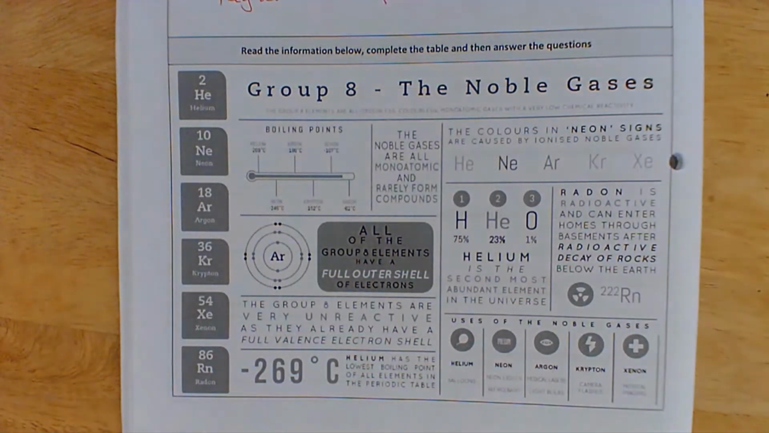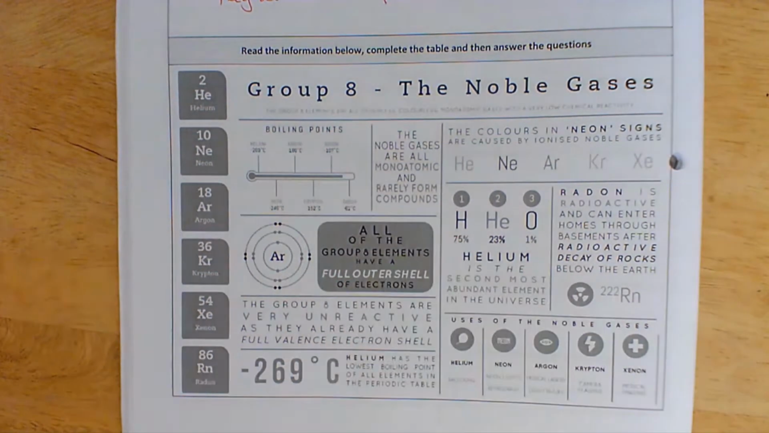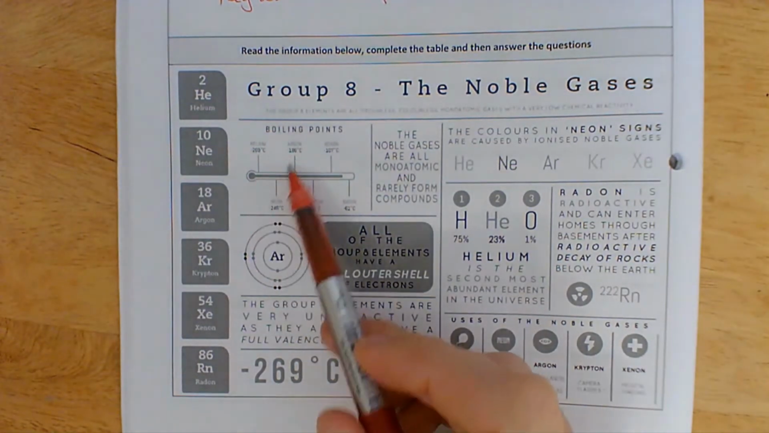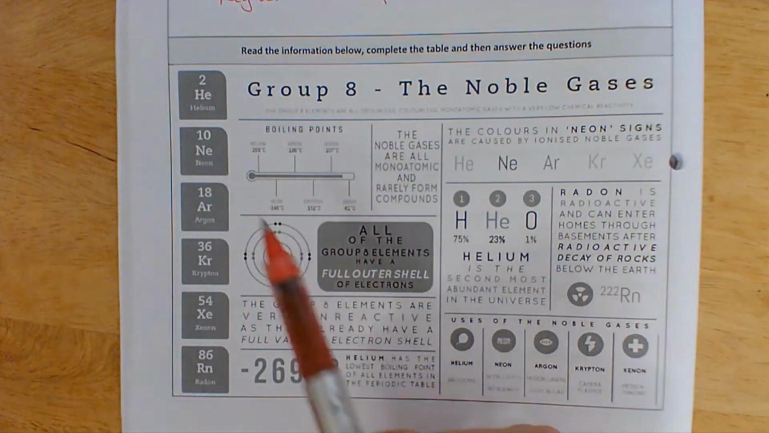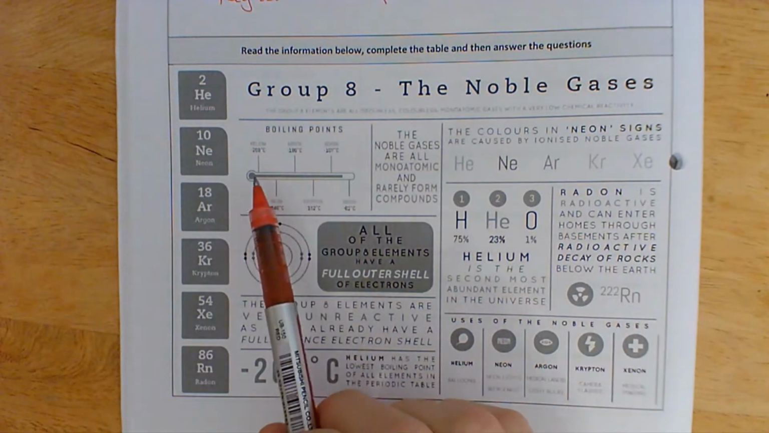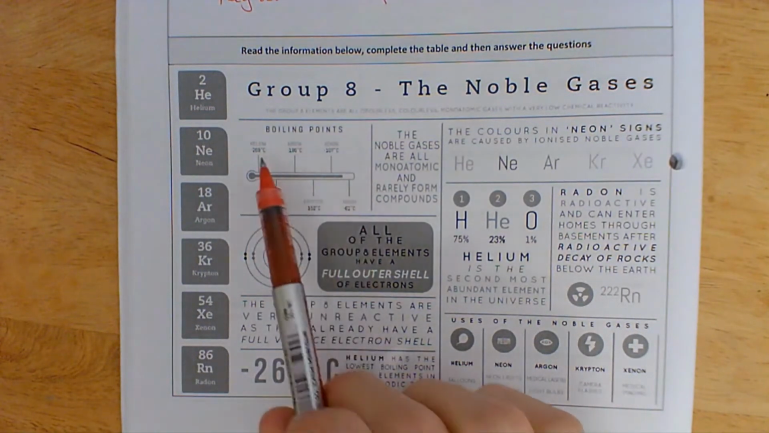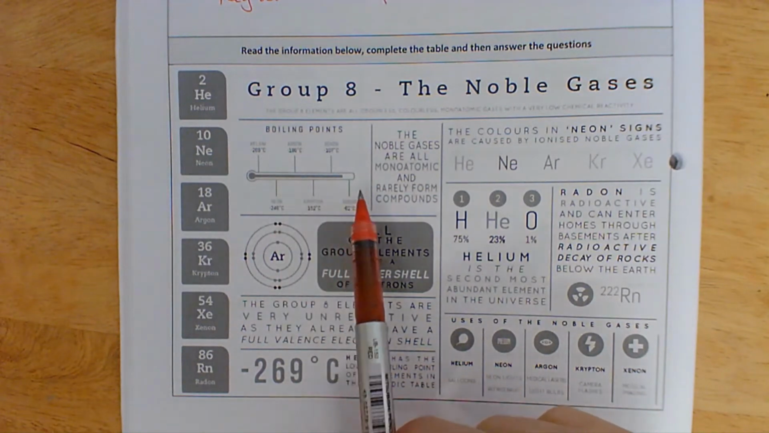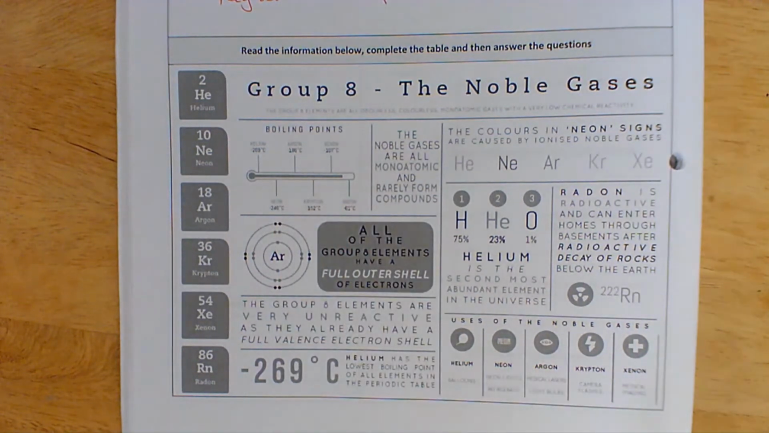So here we have a summary of information about the noble gases, and again notice how they called it here group 8. So sometimes it's referred to as group 8, sometimes it's group 0, but it doesn't matter as long as we know that it just means they have a full outer shell. We've got the relative boiling points of the noble gases, so you can see the trend. As we're going down the group from helium to radon, you can see the boiling points are actually increasing.